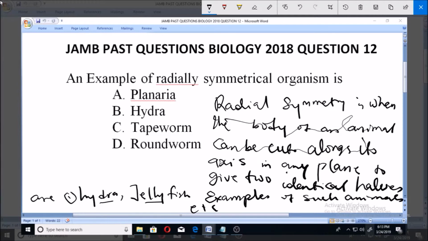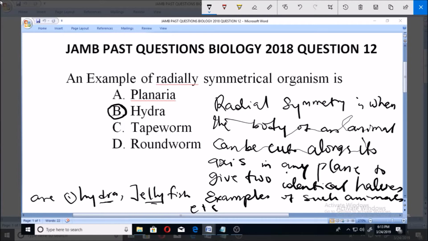So what do you say? It's a radially symmetrical animal or organism. Organisms that, when the body is cut along its axis in any plane, can give two identical halves of such an organism. So Hydra is a very good example of a radially symmetrical animal, as can be seen from these two examples that I gave. Another one is also jellyfish.